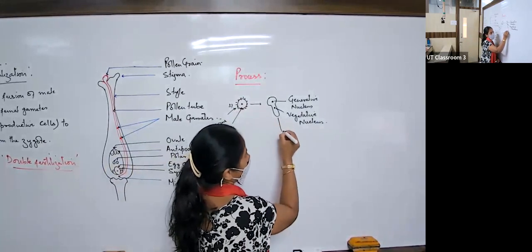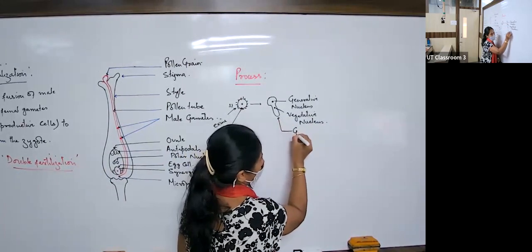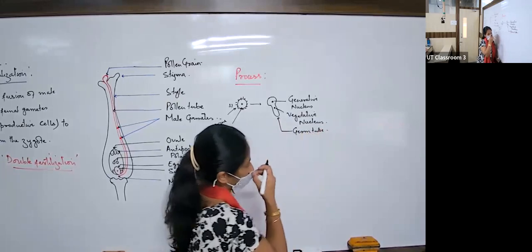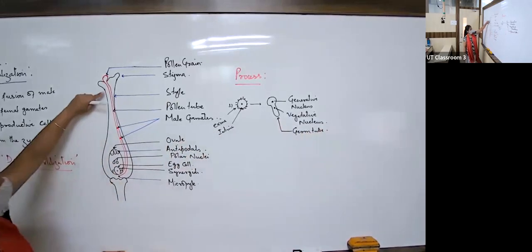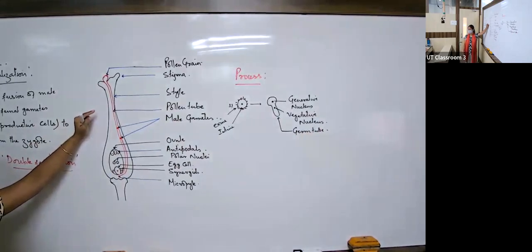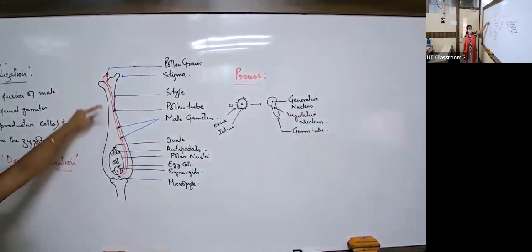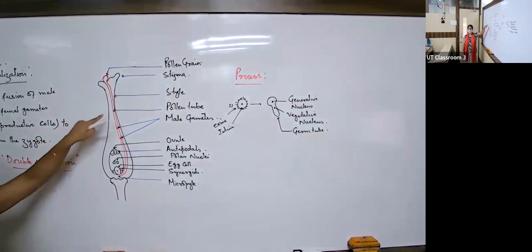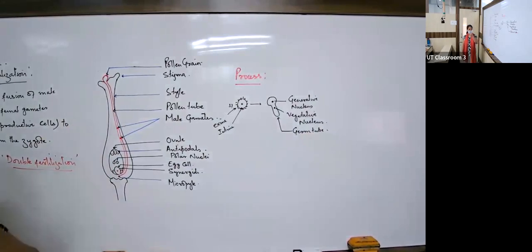This structure that is formed is called the germ tube. Then this germ tube will start growing through the style. The style is packed with nutrients which allow the process of cell division. Nutrients are required to supply energy, so the entire style region is packed with nutrients, which the pollen is using for the process of germination.